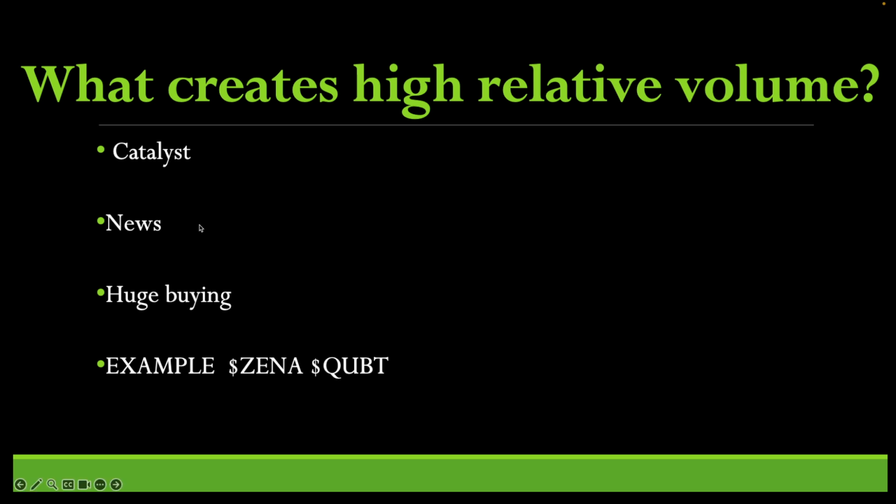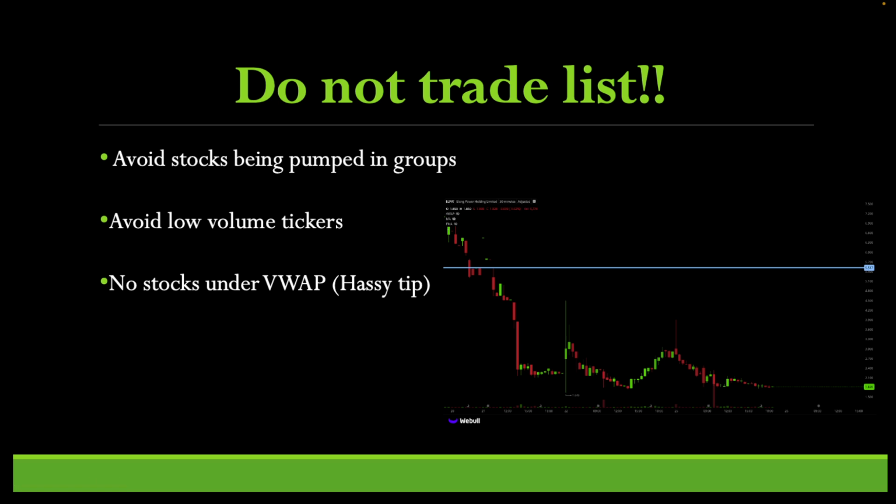Again, huge buying. So something like ZENA today, there was a huge amount of buyers in. And again, when there's huge buying, that's volume. Buy equals volume, sell equals volume, and that is high relative volume. So again, using the ZENA and QUBT example, I'm going to go over these two tickers at the end, when we have a bit more time.